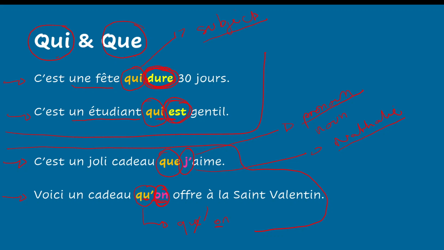So what's important here is that just after que, you have either a pronoun or a noun. You do not have a verb. If you have a verb, you need to use qui. And that's pretty much all that you need to remember. You also want to remember that que is the direct object of the verb. J'aime what? The cadeau. That's why it is que. But to remember, you just want to remember that you're going to use qui in front of a verb and que in front of a pronoun or a noun.